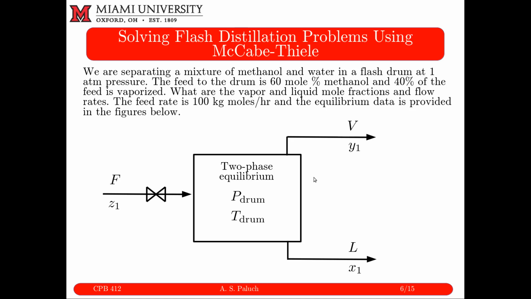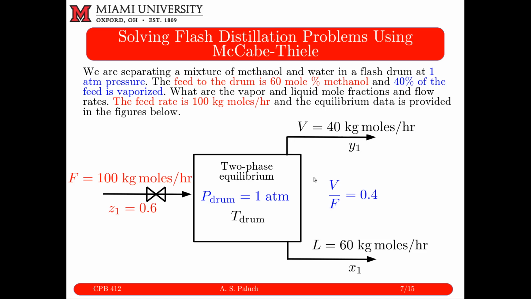Okay, we're given this information, and so the next step is we're going to label it. All right, so the feed is known, the feed composition is known, we know the pressure in the tank, we know the fraction vaporized, right? We're told V over F, and since I know V over F and I know the initial feed, I can use that to calculate my vapor flow rate and my liquid flow rate. Okay, and so the question is, given this information, can I solve my problem? Can I solve for T, y, and x?